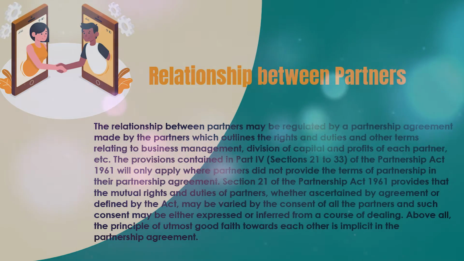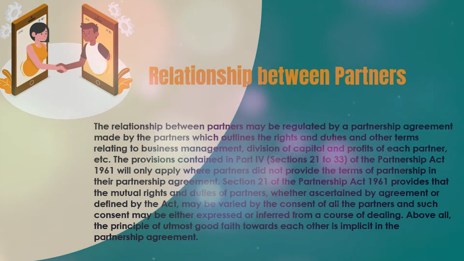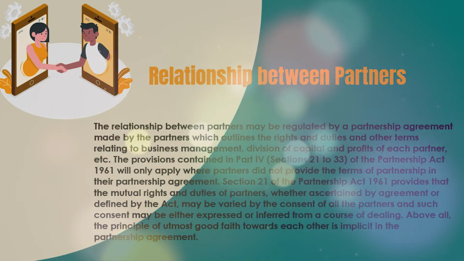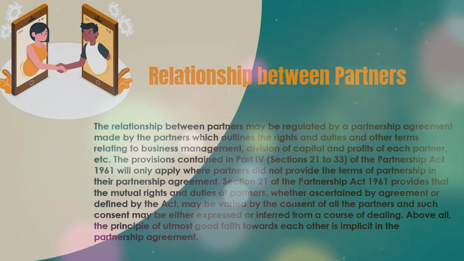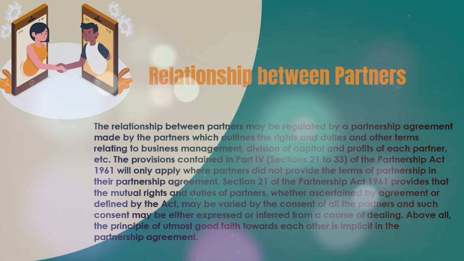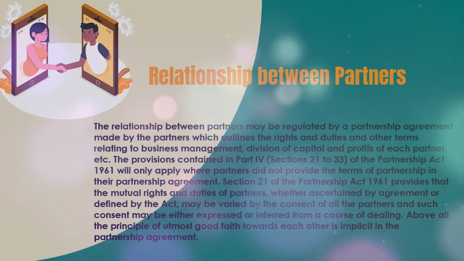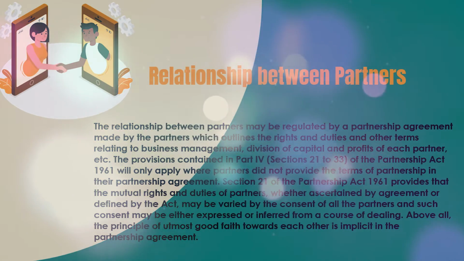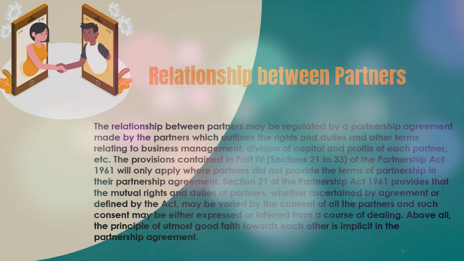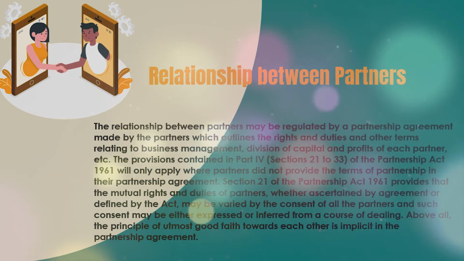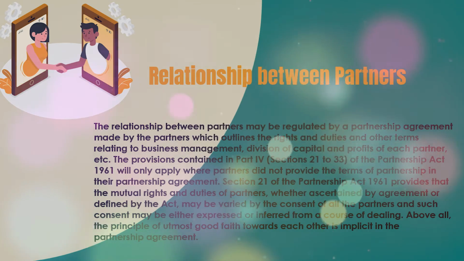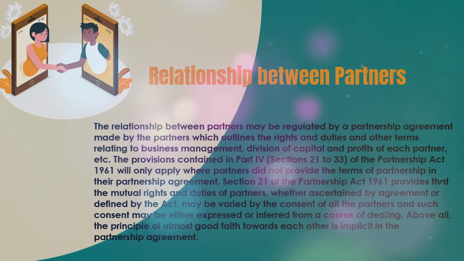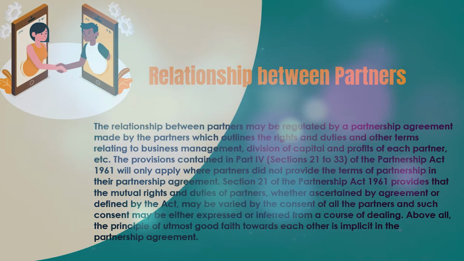Section 21 of the Partnership Act 1961 provides that the mutual rights and duties of partners, whether ascertained by agreement or defined by the Act, may be varied by the consent of all partners, and such consent may be either expressed or inferred from a course of dealing. Above all, the principle of utmost good faith towards each other is understood in the partnership agreement.